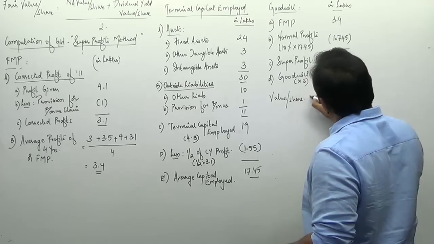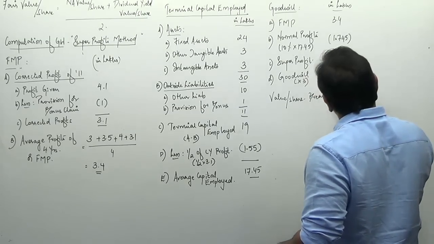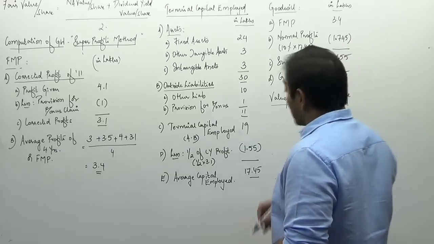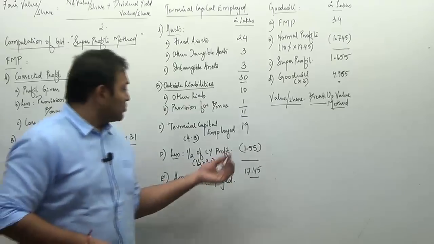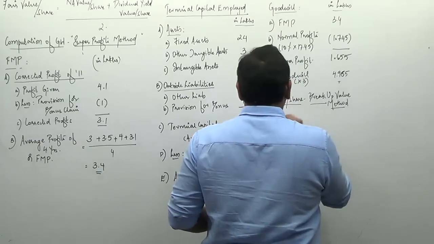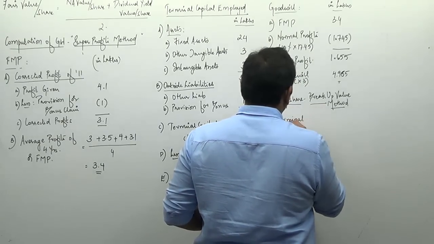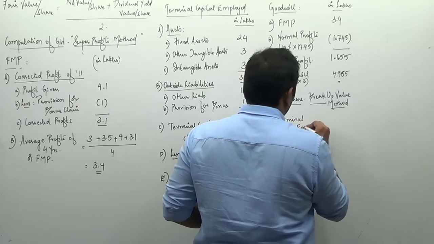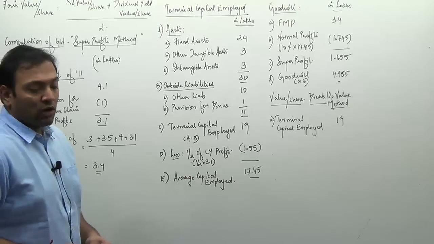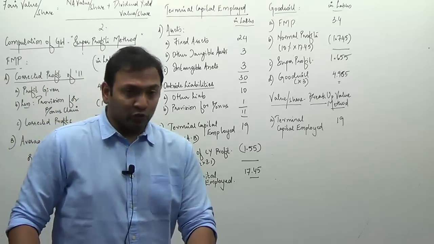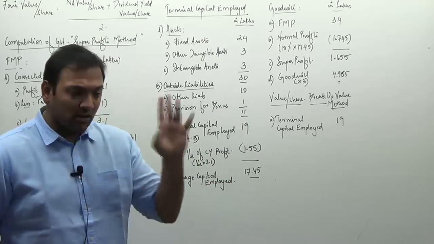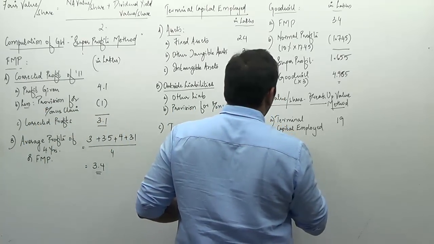Value per share, breakup value method. I already have closing capital employed. Don't start with all assets; unnecessarily don't do anything. Anyways, this is assets minus outside liabilities. I'll start with this 19 and I'll go on. So terminal capital employed, start with 19. Next. What is it that we did not consider in calculating terminal capital employed? Goodwill, non-trade investments, preference share capital. No non-trade investments existing. No preference shares existing. Only one adjustment that I have to take is the value of goodwill.